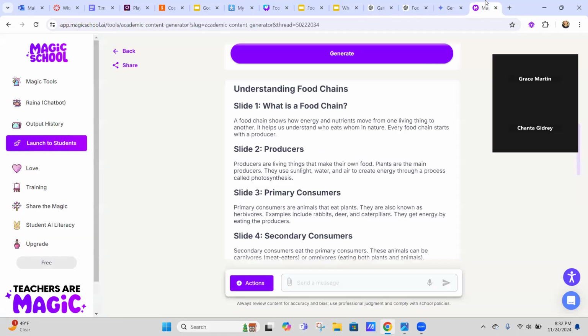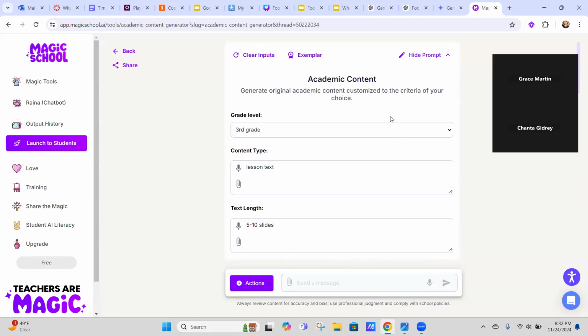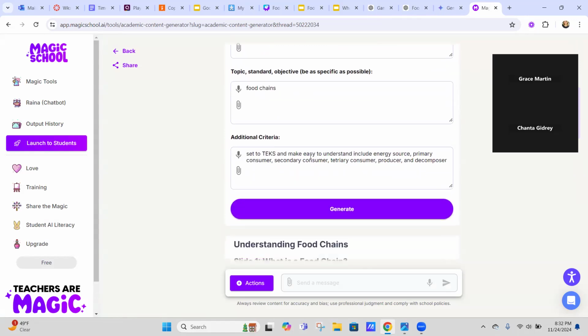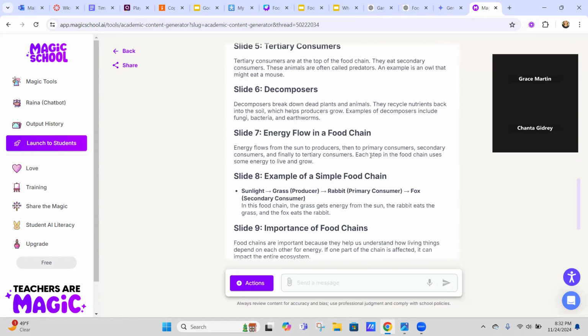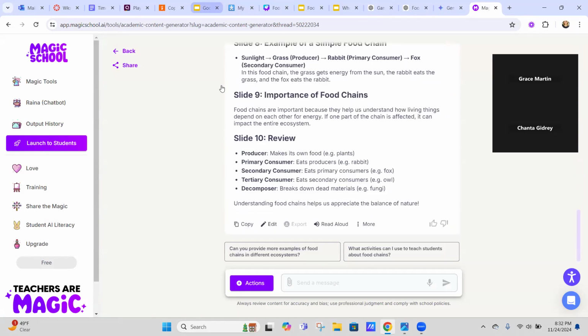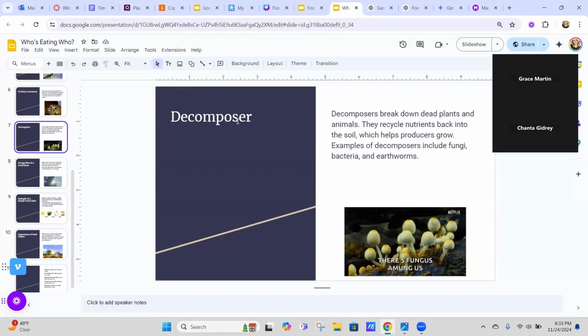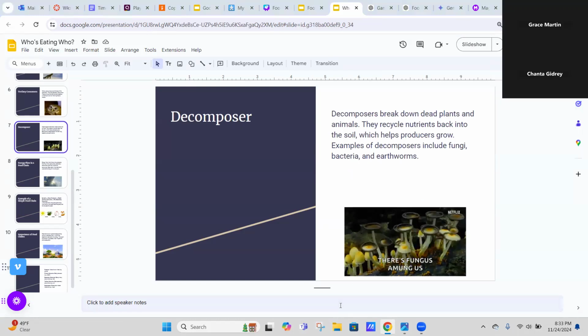It's the desert one. And with Magic AI, I was able to create a third grade lesson, 5 to 10 slides over food chains, set to TEKS, easy to understand. And this is what I used to create the Google Slides over what the food chains are. That is what I worked on this week. And that concludes our web conference over our time logs for week 6.